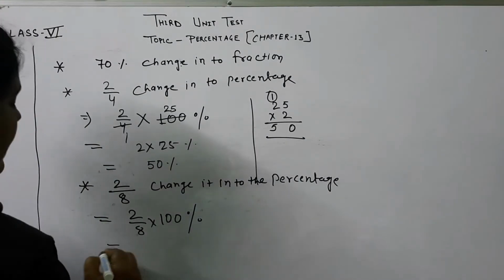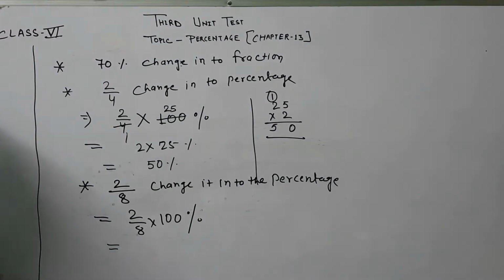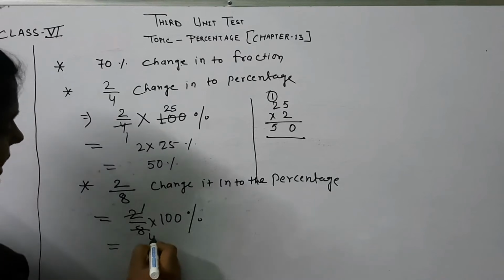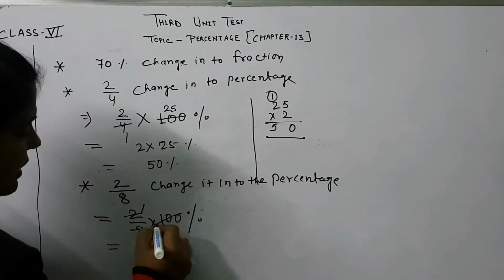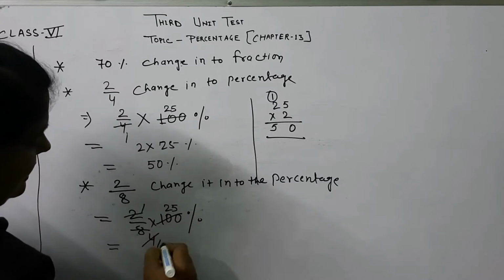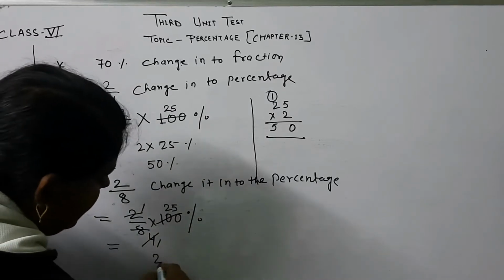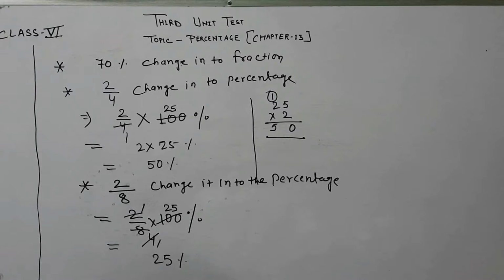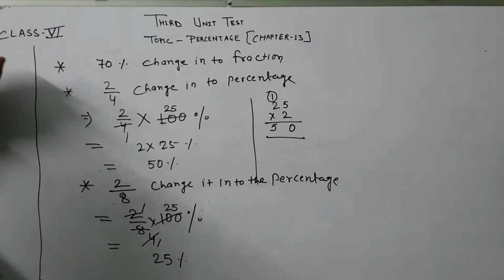Now reduce the number. If you don't know which number both 8 and 200 are divisible by, read here: 2 ones are 2 and 2 fours are 8. Again, 4 ones are 4, 4 twos are 8 and 4 fives are 20. That means it will be 25%.